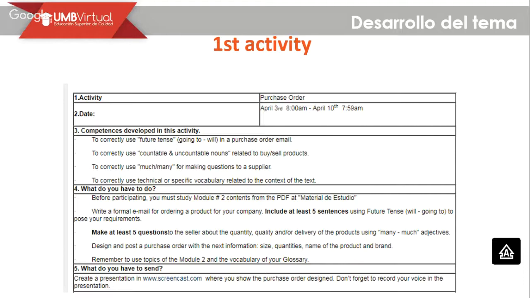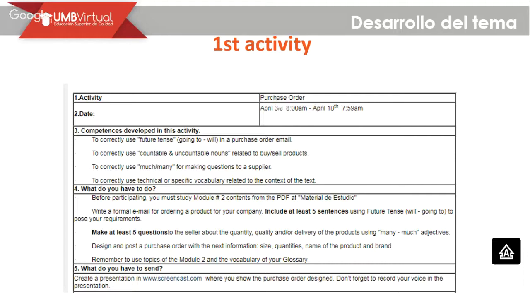What do you have to do? So before participating, you must study Module 2, Content from the PDF format. Recuerden que el material de estudio ustedes van a encontrar allí un formato PDF que contiene más ejemplos de la gramática que estuvimos viendo ahora. Entonces, en este caso es muy importante que lean dicha información. Luego de ello, you're going to do the following.